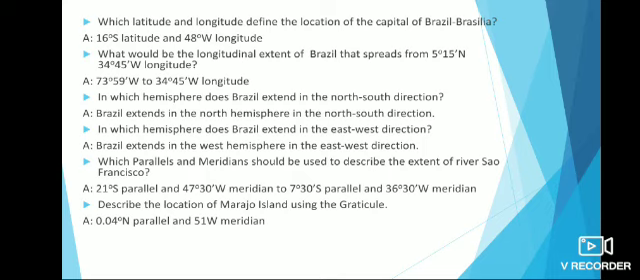Okay, now next question. Which parallels and meridians should be used to describe the extent of river São Francisco? 21 degrees south parallel and 47 degrees 30 minutes west meridian to 7 degrees 30 minutes south parallel and 36 degrees 30 minutes west meridian. Describe the location of Marajo Island using the Graticule. 0.04 degrees north parallel and 51 degrees west meridian.